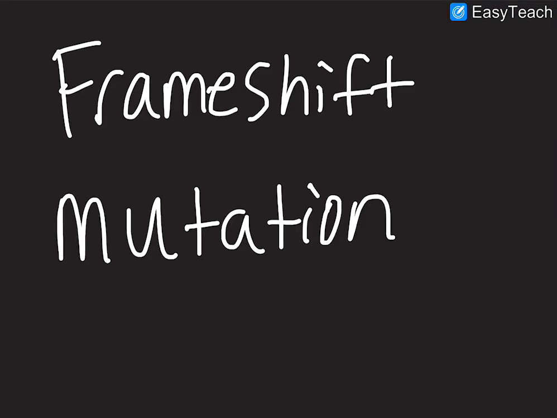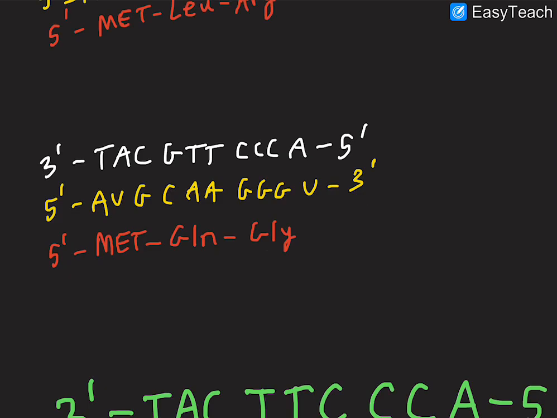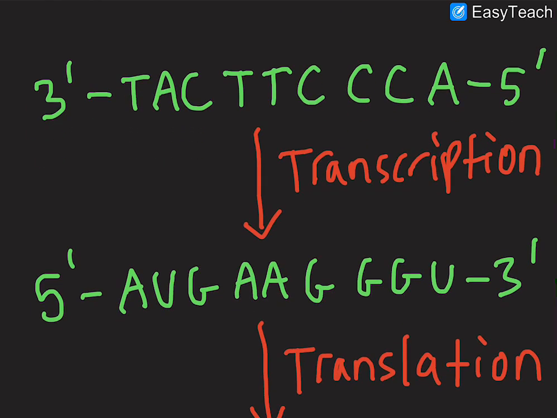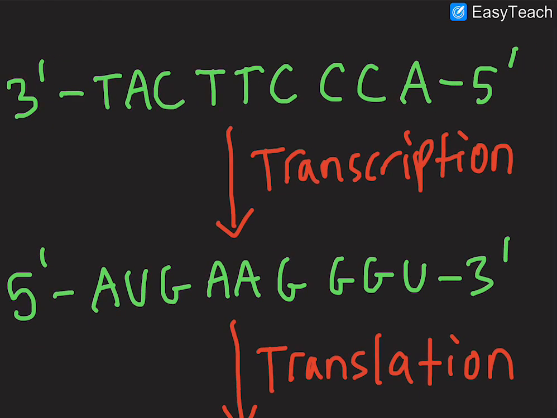In this video, we're going to be talking about a frameshift mutation, okay? So let's go and get started. Let's see these sequences first. Let's start off with this DNA sequence. What do we have here? We have TAC, TTC, CCA, in the 3' to 5' direction.